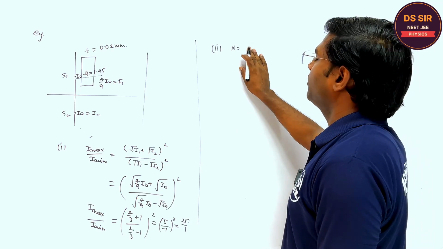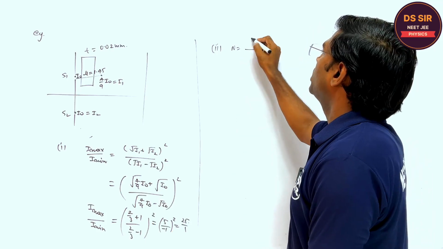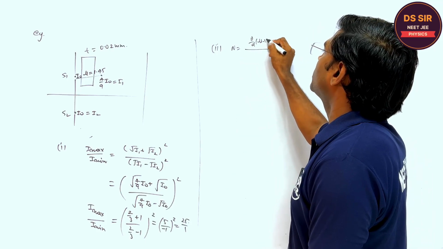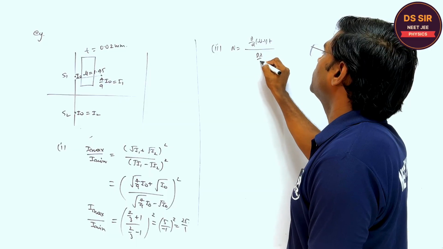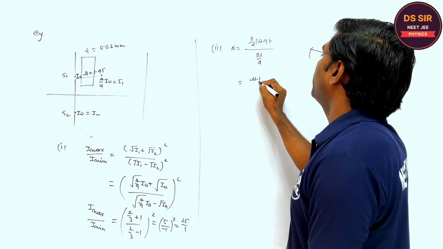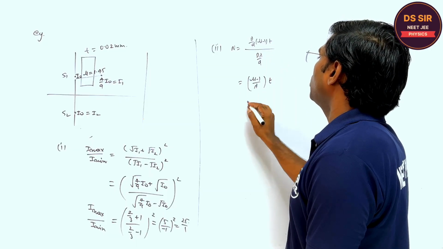So what is the number of fringes shifted formula? I told you, this is the total shift divided by fringe width. So I think you should remember it in this way. Is it clear or not?